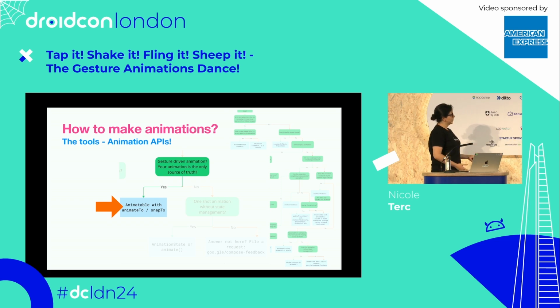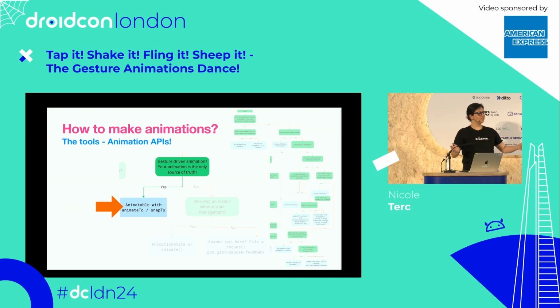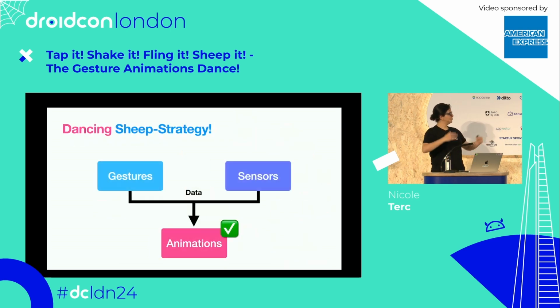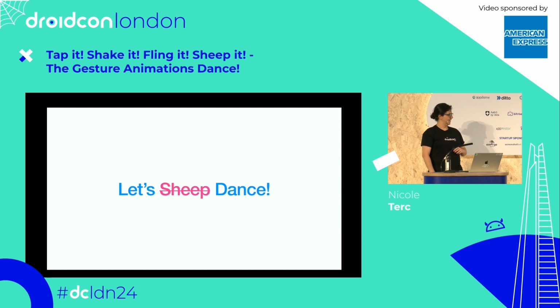Now, this Animatable API is a coroutine-based API. I'm not going to be going super deep on this. We're just going to see how to use it. But with this, I think we're done with animations. We should be ready. So let's start dancing.